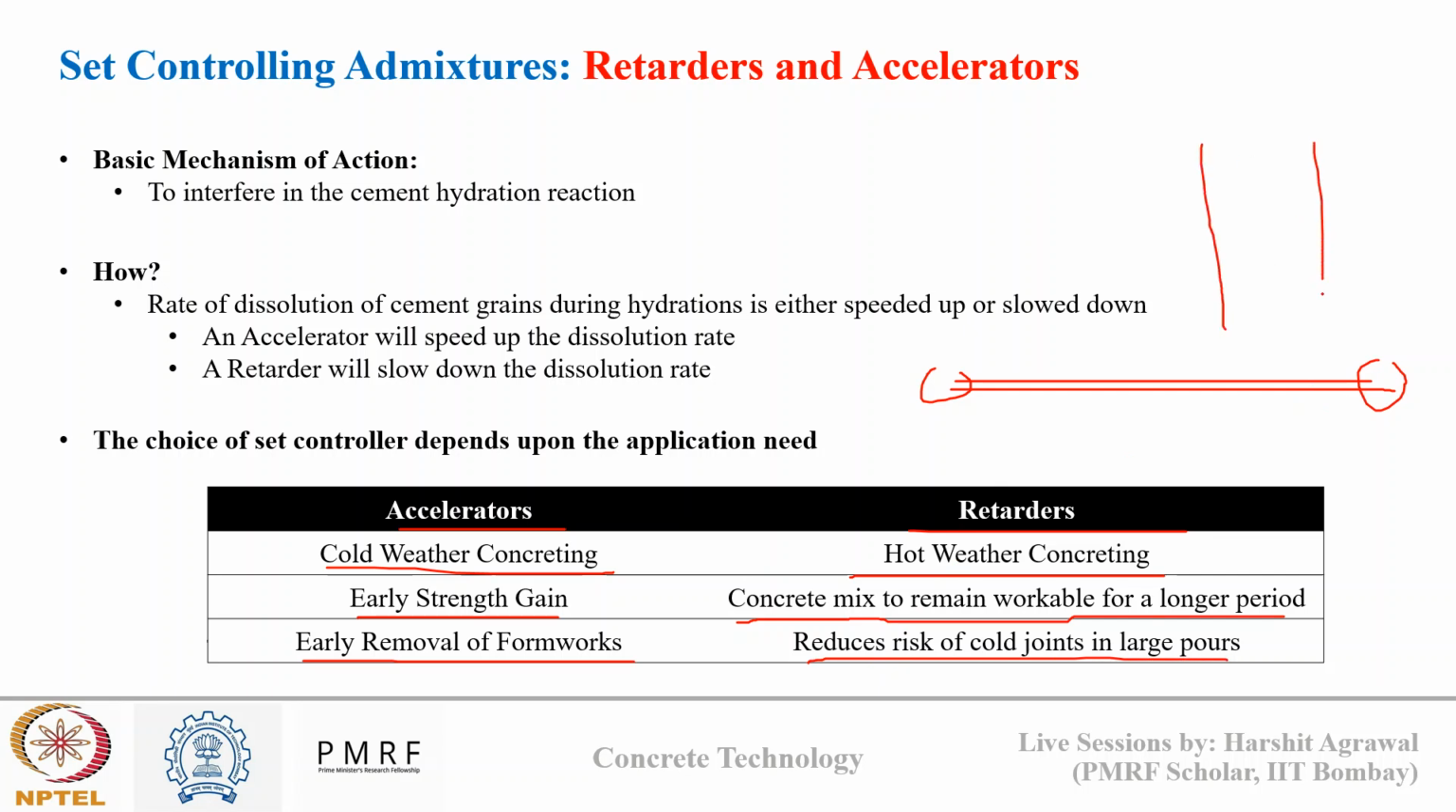Suppose I have a very long column in which I am pouring concrete from the top. I have poured till the midpoint, then from the batching plant I am mixing the concrete and then pouring. Now if the time between the two is more, what will happen? My first pour will start to set, and then I am pouring the second batch. So there will be a cold joint created in between, which is not desirable. Using a retarder, I can delay the setting of the first batch, so that when I pour the second batch, both will be uniform and there will be no cold joint in between. So for that also I can use a retarder.